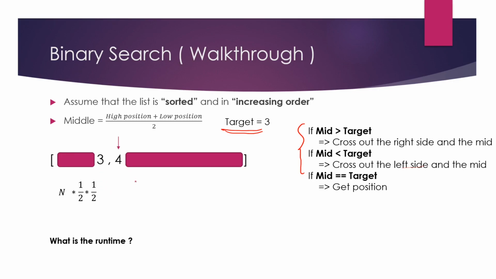Again, you find a new starting point, which is number 4, and 4 is greater than 3, so you're gonna cross out the right side and the middle number. There's no right side, so we just cross out number 4 only.